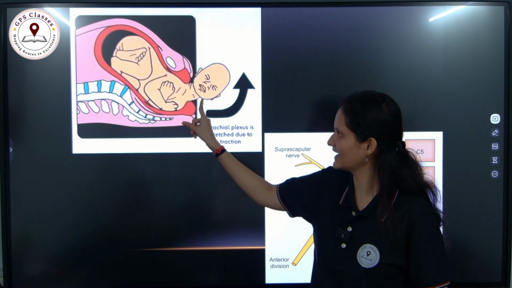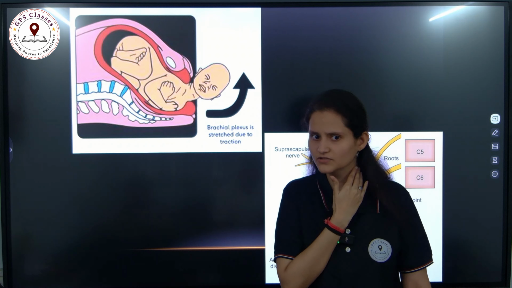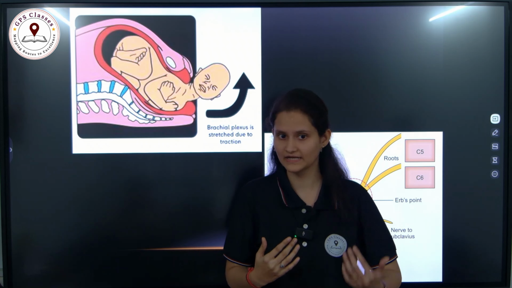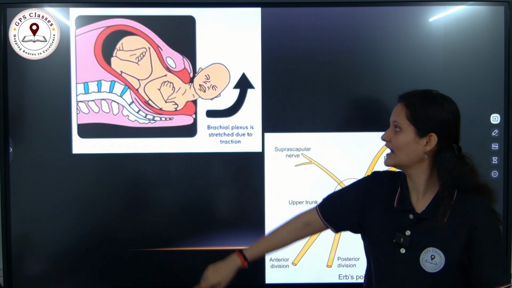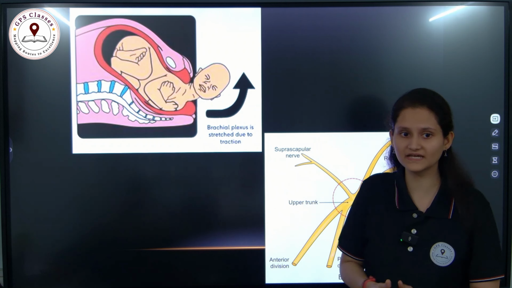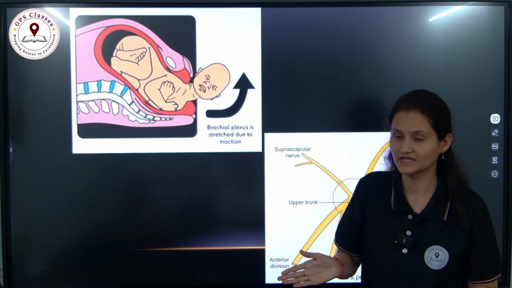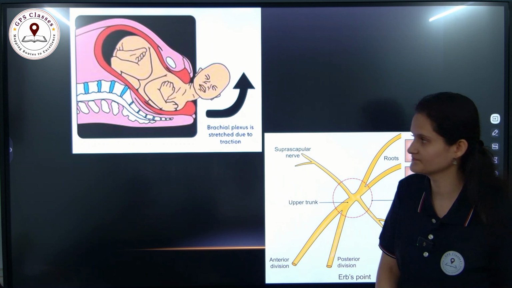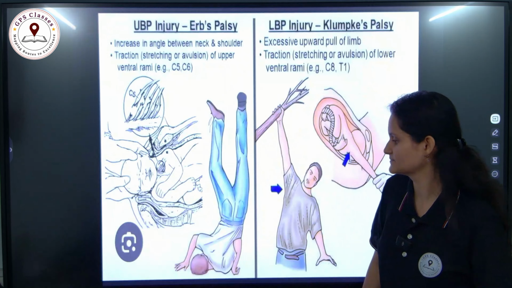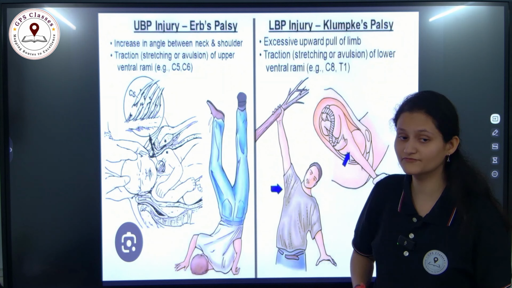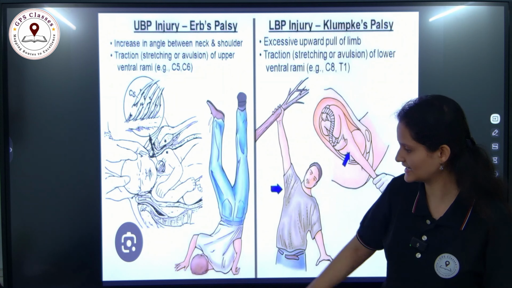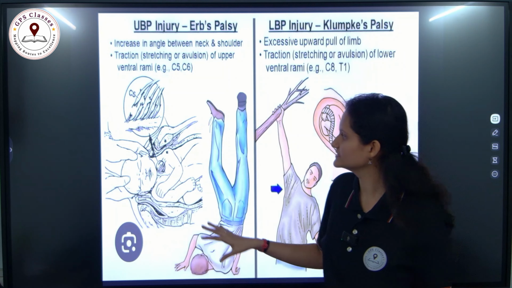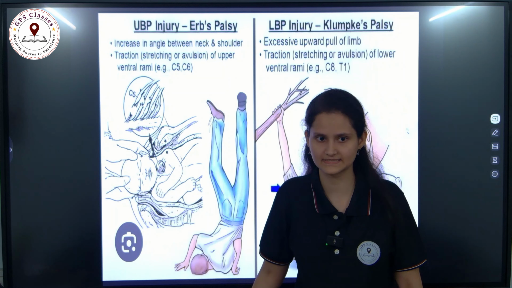One cause is birth injury. Consider the angle between the head and the shoulder. The roots are present over here, and the upper trunk is present in the neck, supraclavicular. Whenever the distance between the head and the shoulder is excessively increased, there will be stretching and injury of the brachial plexus, and then there will be Erb's paralysis. Another cause is a fall on the shoulder such that the angle between the head and the shoulder is increased. These are the causes of Erb's paralysis.